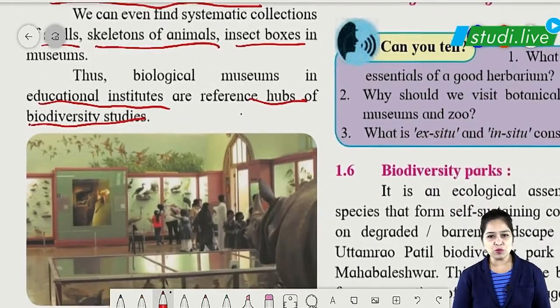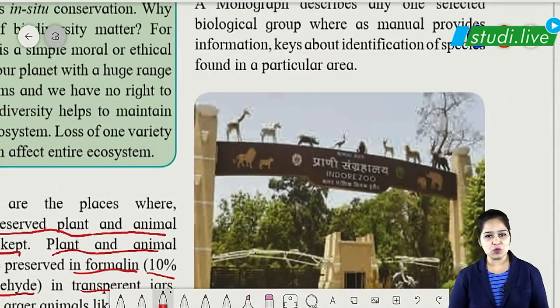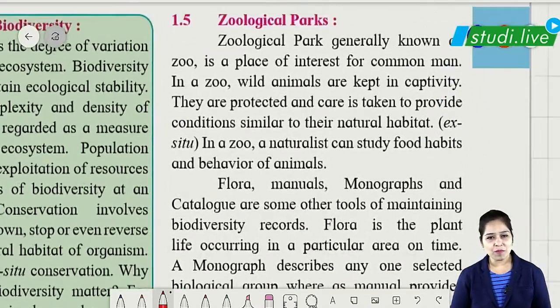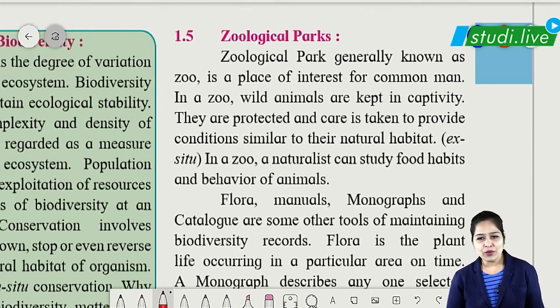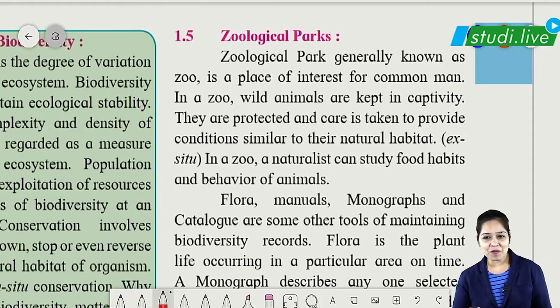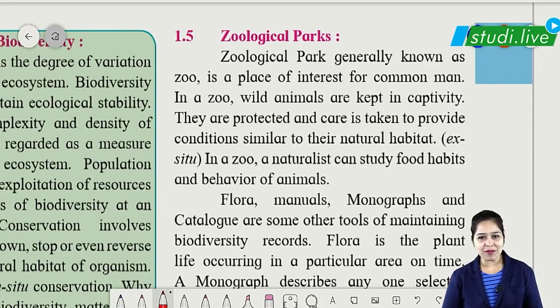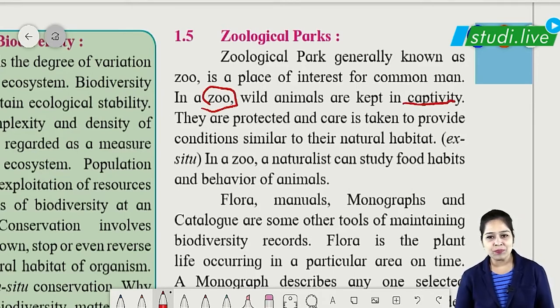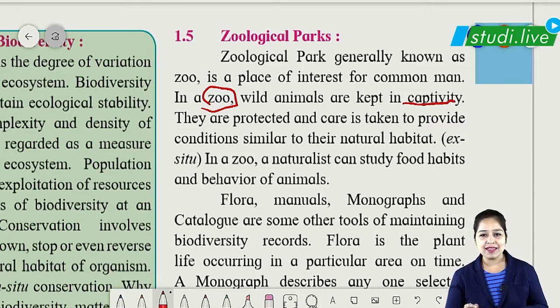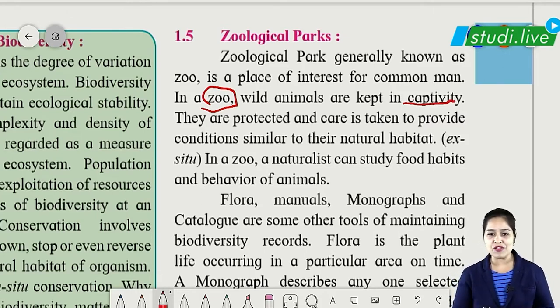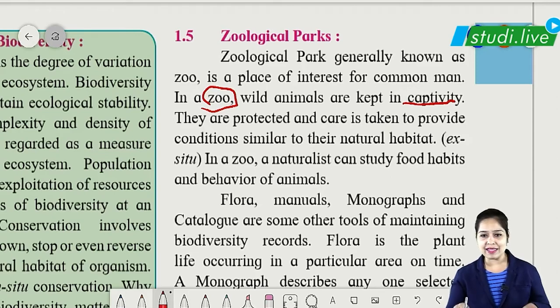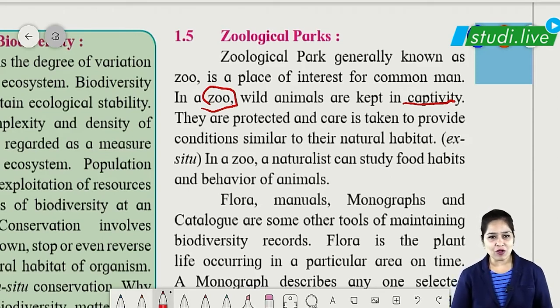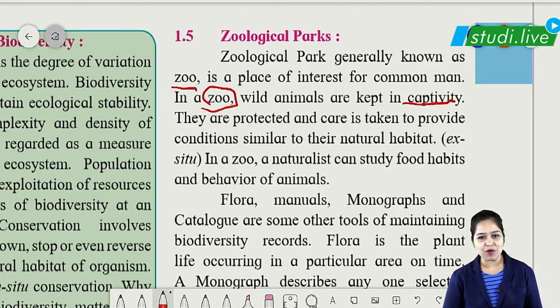So after this museum, we move to our last topic, which is the zoological park. You all must have visited a zoological park. What is the difference between a zoological park and a national park? Yes, a zoological park is also called a zoo. Here animals are kept in captivity, which means they are kept in cages. They are kept in cages under protective barriers, and within a specific limit. So a zoological park is commonly called a zoo. It is of interest to the common man.